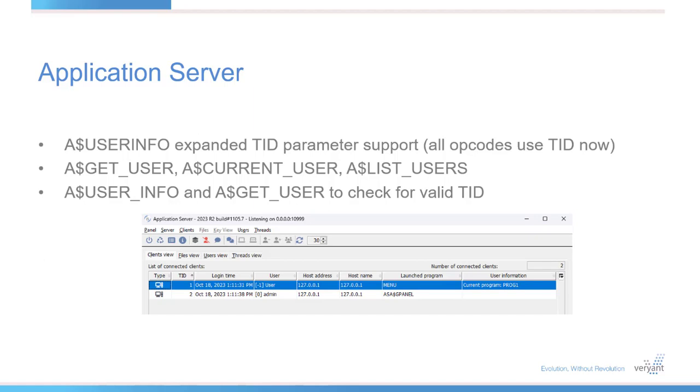And previously, you needed to call one of the $user routines to get the thread ID, and then you had to call $userinfo to get the user's custom information. Now you can do it in one step. The $user routines can return that custom info. And you can use $userinfo and $getuser to see if a thread ID is still valid. Now, if the TID isn't valid, these routines will return a -2.